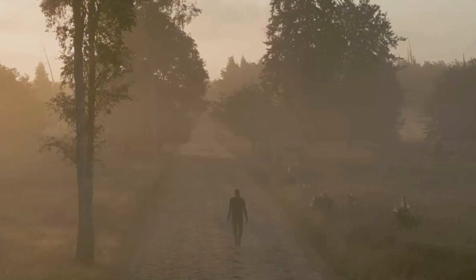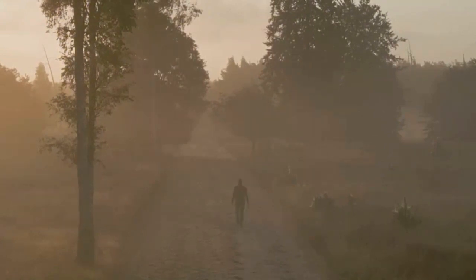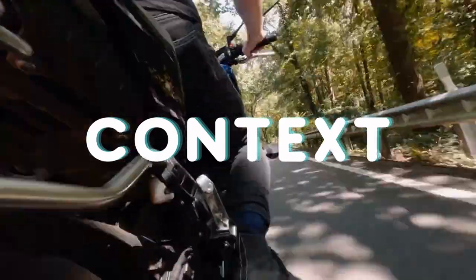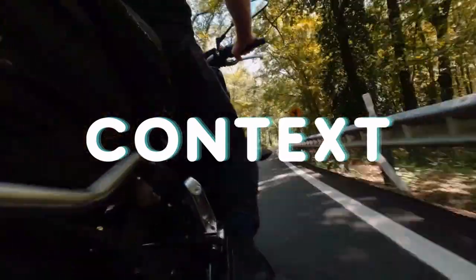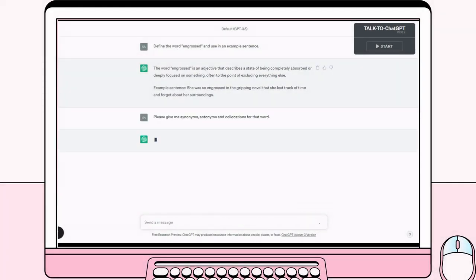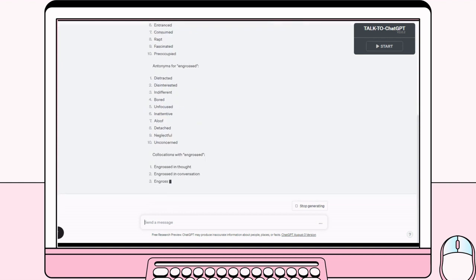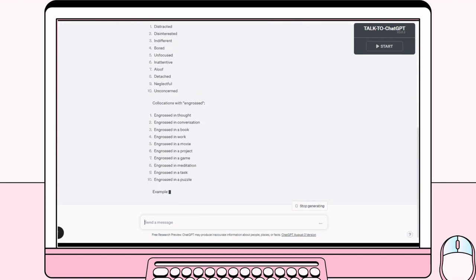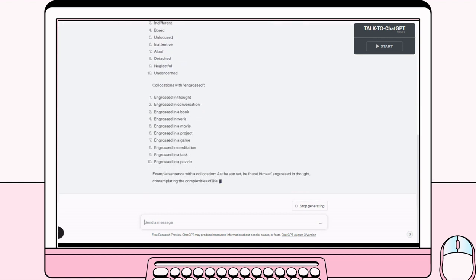The problem is you are just remembering or learning a word in isolation. With ChatGPT, you can create a wider context of the word. You can easily access synonyms, antonyms, and even collocations associated with the word. It's akin to having an experienced teacher right at your fingertips.